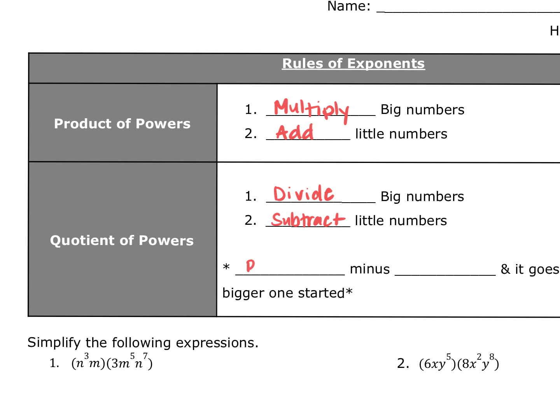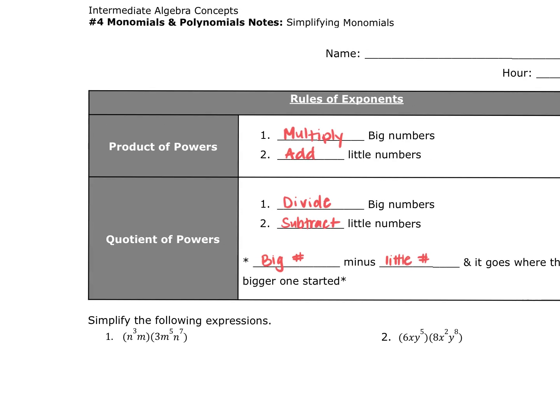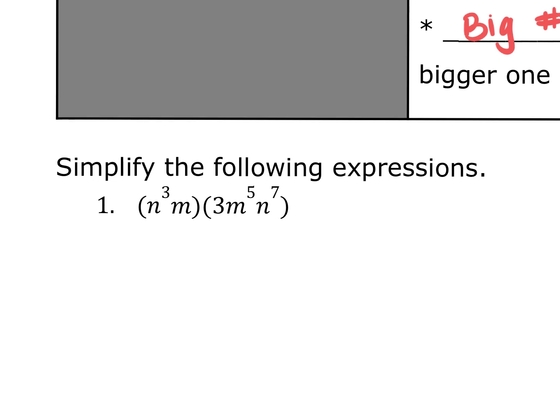Remember that when you subtract, you're going to take the big number. So when I talk about big number, it's going to be the bigger value number in your exponents, and subtract or minus the little in value number. And it goes where the bigger one started. So we'll talk about that in a minute. Okay, so let's look at this first one.